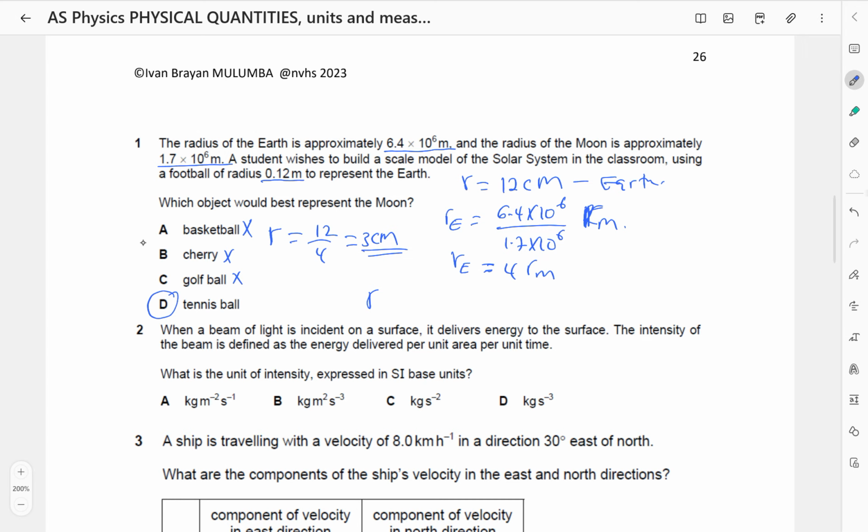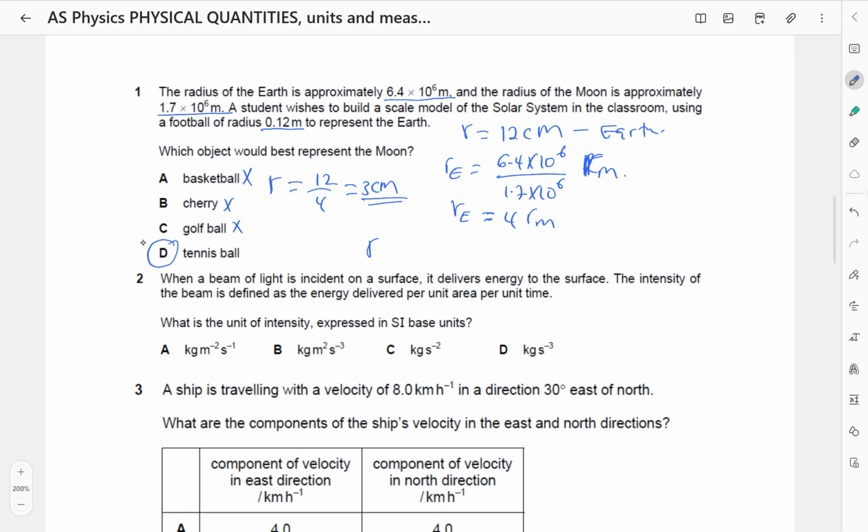When a beam of light is incident on a surface, it delivers energy to the surface. The intensity of the beam is defined as the energy delivered per unit area per unit time. What is the unit of intensity? So intensity is equal to energy delivered per unit time, that is per unit area. So we put area in the denominator, and per unit time, we put time in the denominator.